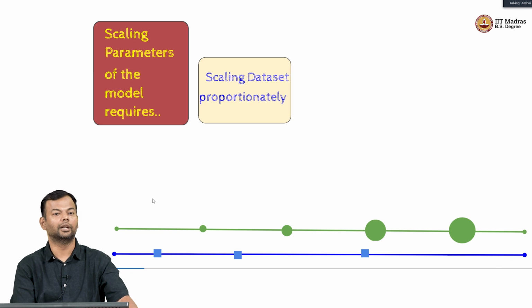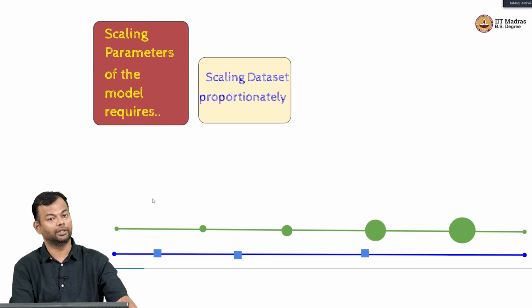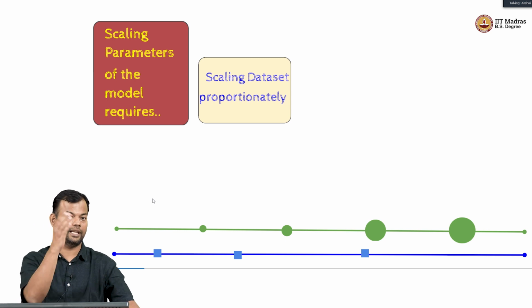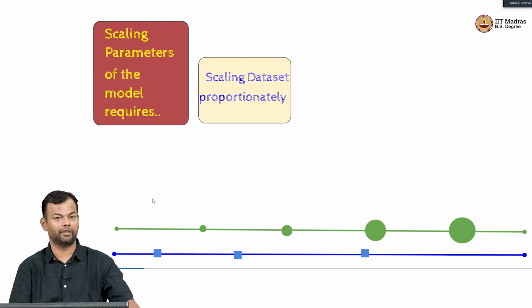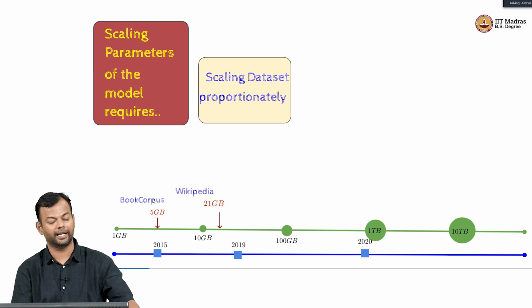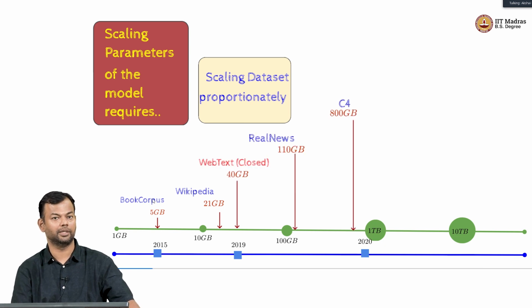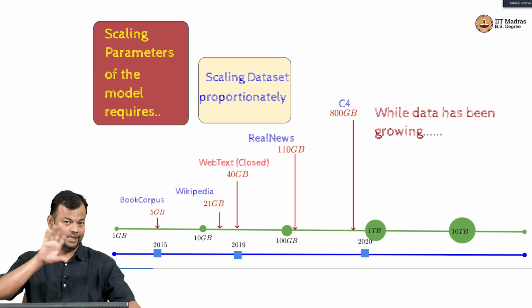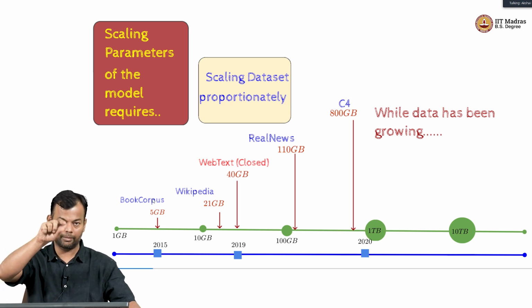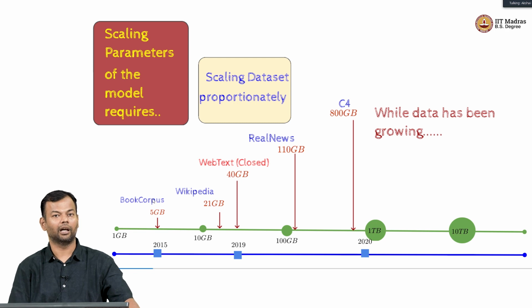Now let's look at what is happening with the data set, because that also needs to be scaled proportionately, as we saw in that previous plot where we were trying to increase the model size and the data size. So we had this books corpus which was 5 GB in size, then we had Wikipedia which is 21 GB, web text which is 40 GB, real news 110 GB, C4 which is 800 GB, right? So this came around 2020, and data has been growing. Now I'll show you some more points on this diagram. It has been growing, and we are at larger sizes now, right?